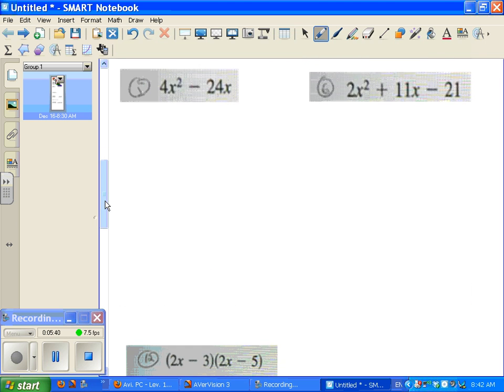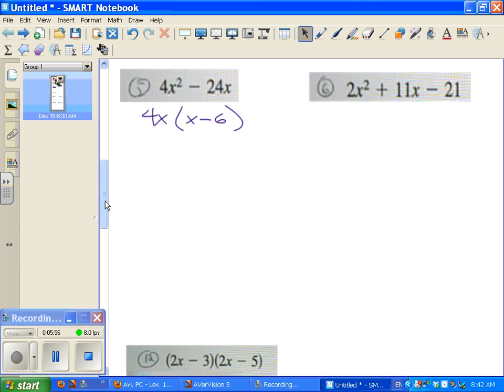Okay, number 5 here. Factor. What do those two terms have in common, if anything? 4 and an x. Leaving me behind with x minus 6.